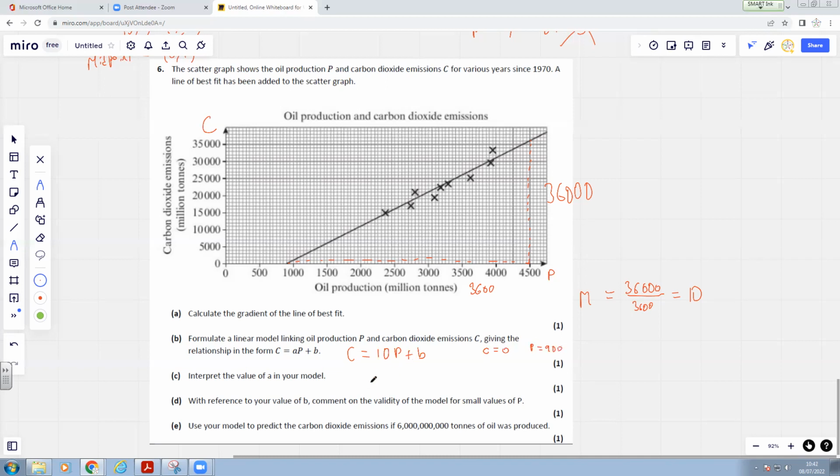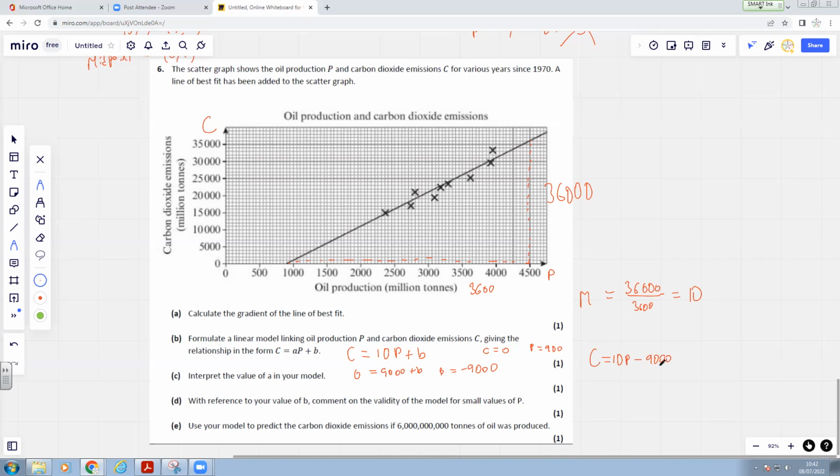And so we're going to get 0 equals 9,000 plus B. So B is minus 9,000. And so we get C equals 10P minus 9,000. Yeah. And that works it out for you.